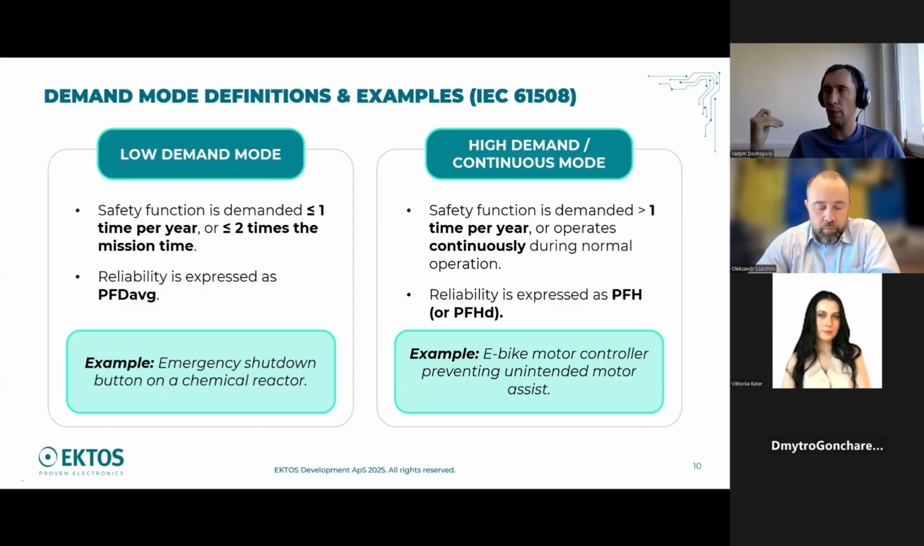So if you're talking about e-bike control, it means that you are driving and all the time when you release a throttle or you stop pedaling, the motor should be disabled. So it means that it could operate each minute, each second, or all the time during operation. So it's called continuous demand or high demand. And specifically, for instance, for machinery, only continuous demand is considered. There is no notion like low demand, because obviously it operates all the time and all the time creates danger, and safety functions operate all the time.